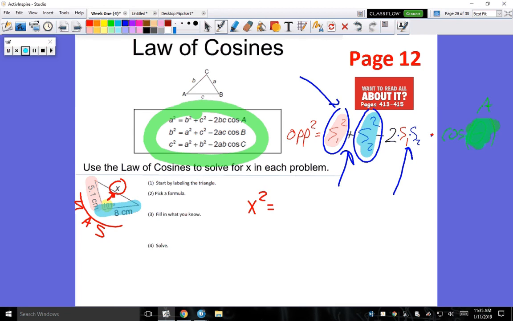Let's go ahead and put 5.1 squared. And we'll put 5.1 way over here. You ready? Then we could put 8 squared. We'll put 8 here. And then all we have to do is put minus 2 times those numbers times the cosine. Help me out. The cosine of what? 101 degrees.